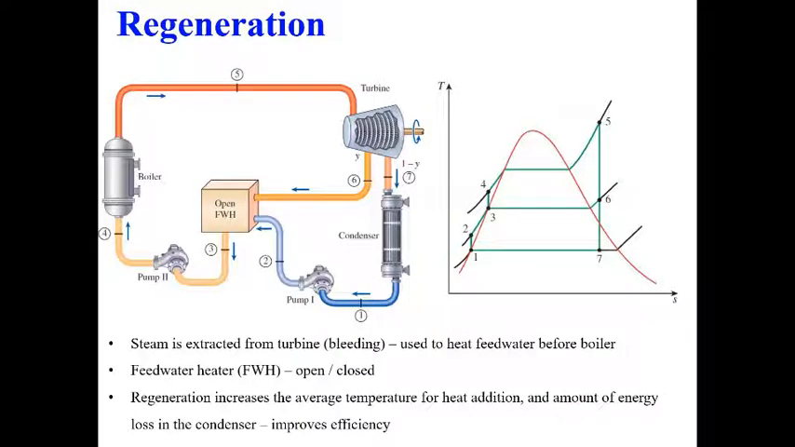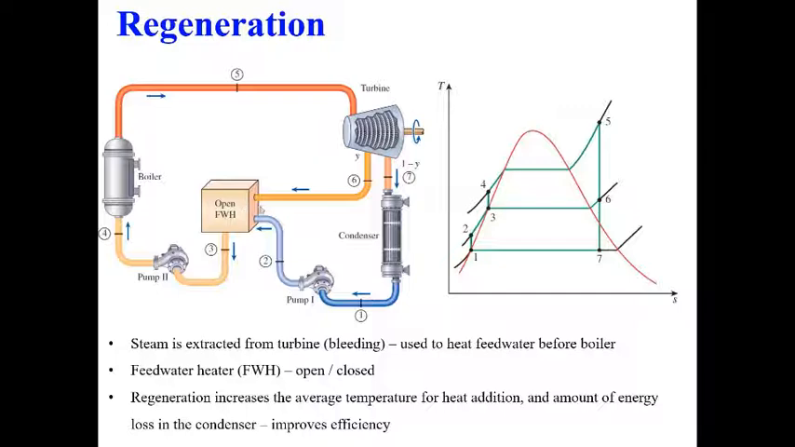Another important strategy to improve efficiency is regeneration. So what we do here is that once the hot fluid is expanded through the turbine, instead of letting it pass through all the stages, some amount of fluid is extracted in between. After passing some stages but not completely passing through the turbine, some amount of fluid is extracted. This is called bleeding. So once we extract this fluid, we send it to the feed water heater.